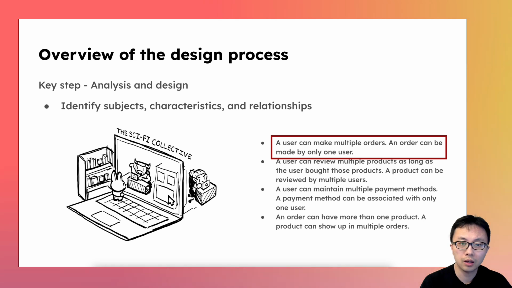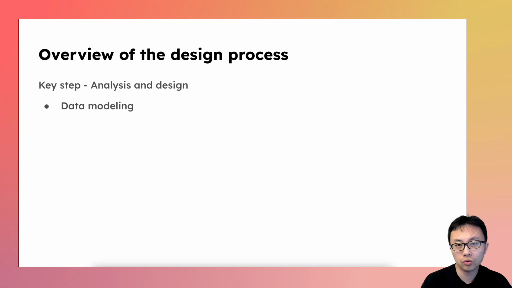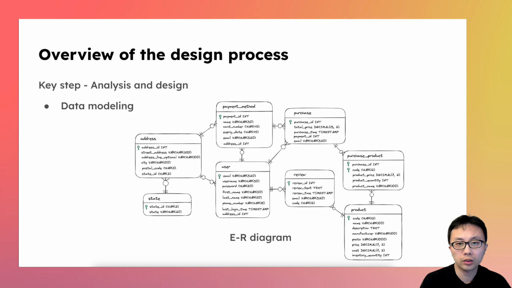With this information, you will be able to actually engage with data modeling. So data modeling aims to create a conceptual design that shows how the parts of a database fit together and relate to each other. The conceptual design is typically represented visually as an entity relationship diagram, or ER diagram for short. For example, the ER diagram of the Sci-Fi Collective database may look like this. I know that this diagram on the screen contains symbols and syntax that you don't understand yet. They will be covered in detail in future videos.